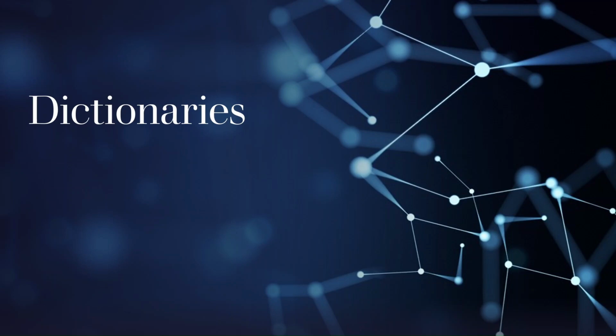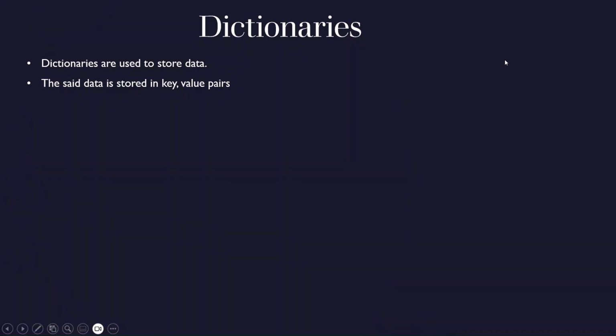In this video, we are going to be talking about dictionaries in the Robot Framework. Dictionaries essentially store data. They are variables that store data in a key-value pair. So, let's see what it says.